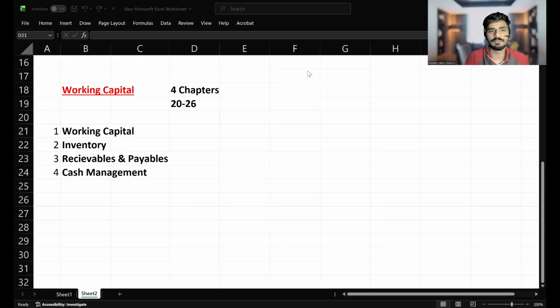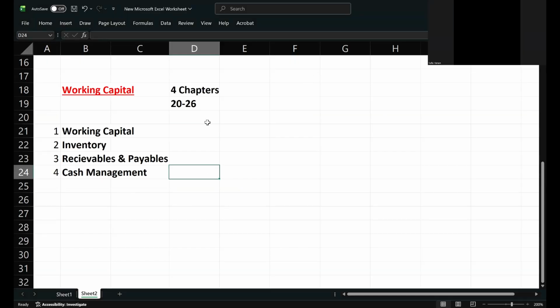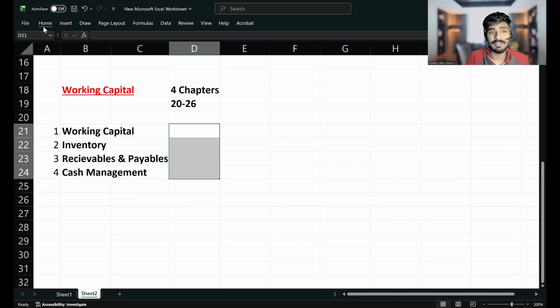So cash operating cycle has another name. What is the other name for cash operating cycle? Working capital cycle. Yeah, cash operating cycle is also known as working capital cycle.